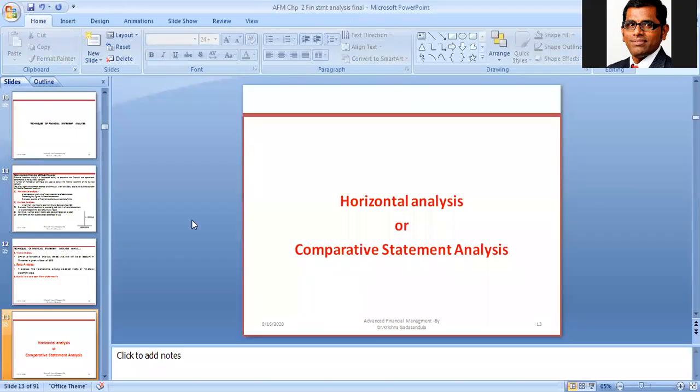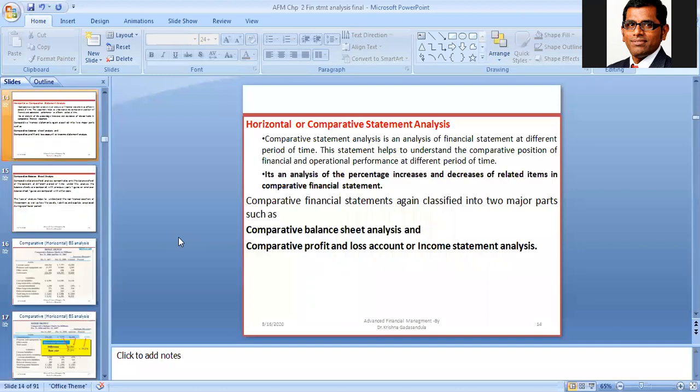Horizontal or comparative statement analysis. Horizontal analysis or comparative statement analysis. Here I'll show you how to do this horizontal analysis for an income statement and for a balance sheet, both. How do we do this horizontal analysis? We'll see this horizontal analysis.